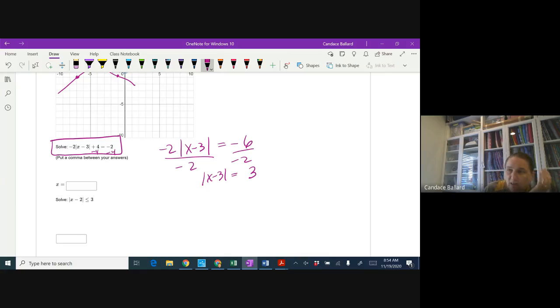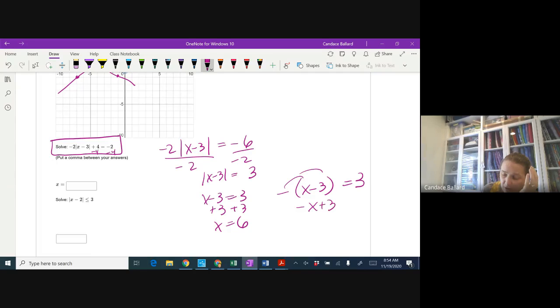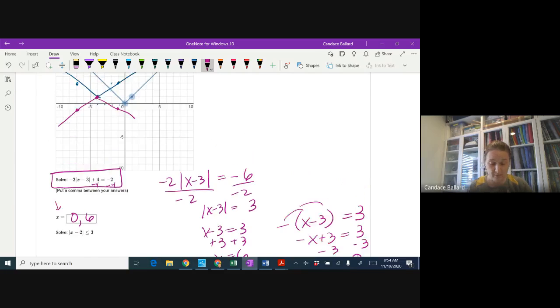Okay, so at this point, we split it into a positive expression and a negative expression. So I'm going to add the 3, so that gives me x equals 6. I'm going to distribute the negative, so negative x plus 3 equals 3. I got to subtract the 3, so negative x equals 0. Divide by the negative, it equals 0. And then remember, when we go to type this, it already says x equals, so you do not need to type that part. You're just going to type 0, 6, or 6, comma 0. Okay, and you should get, excuse me, the right answer.